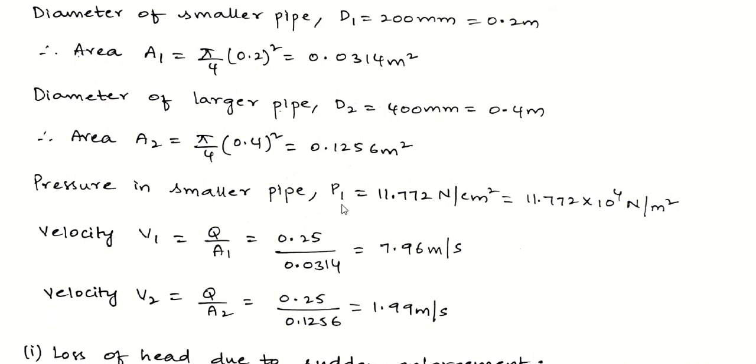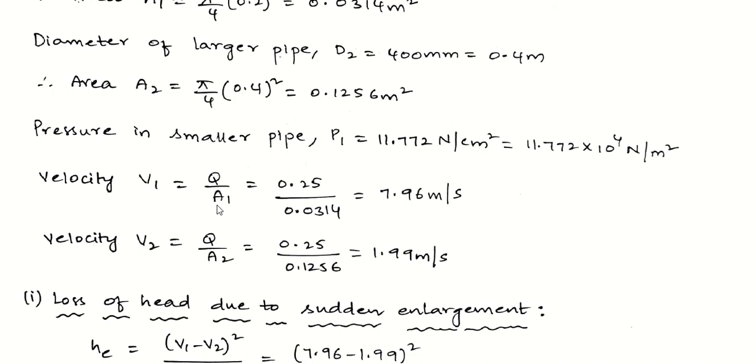Next, P1, the pressure in the smaller pipe, meaning before enlargement, is 11.772 Newton per centimeter square, but you need to convert this into Newton per meter square, so multiply with 10 power 4. You can check my earlier video where I discussed numericals on Bernoulli's equation, where I have shown how you get this 10 power 4.